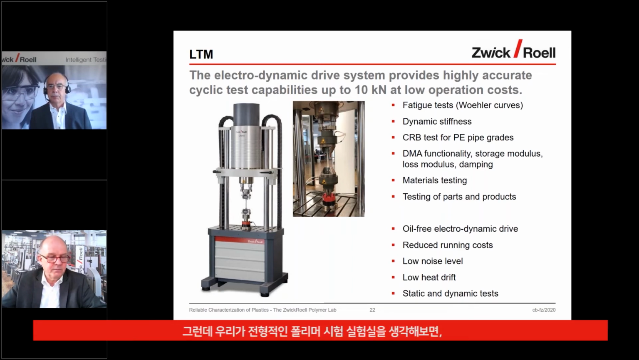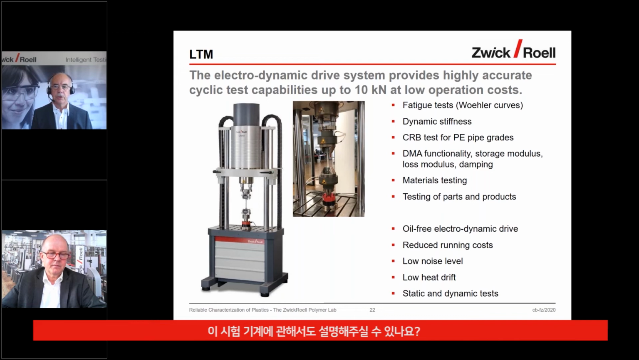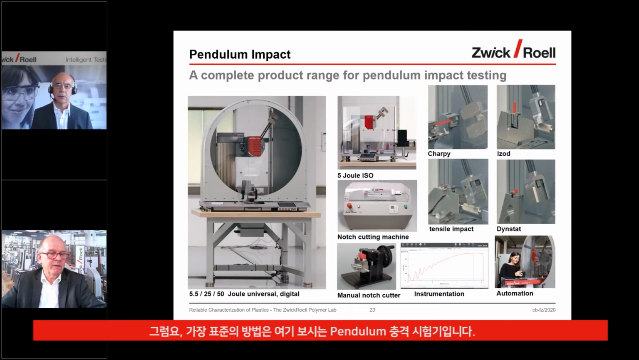Right. The next part I'd like to go into is, if we think about a typical polymer test lab, I assume we would see in that lab different types of impact, maybe high-speed testing machines. Could you share a little bit of your experience about these types of testing machines, Helmut? Yeah, so the most standard method is a pendulum impact tester, as you can see here.